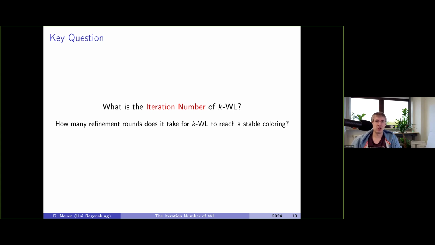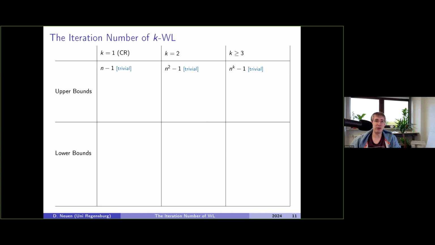Okay, so what is known about the iteration number? We can start off by observing a trivial upper bound. Think of the color refinement algorithm where we color vertices, and you can look at the partition into color classes. In each round, the number of classes in this partition has to increase by at least one. So this means you can make at most n-1 refinement steps. Similarly, if you color k-tuples, then you can make at most n^k - 1 refinement steps. Okay, so this is the trivial upper bound that we get.